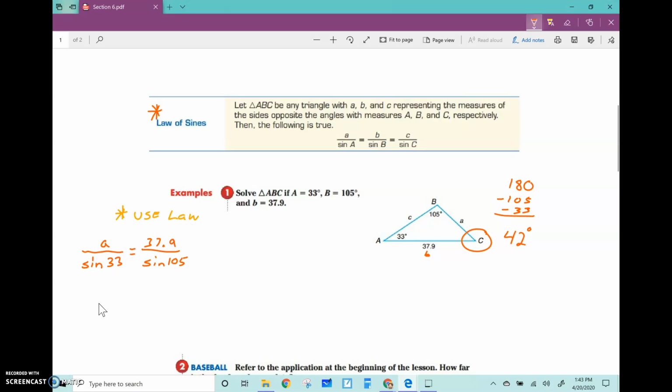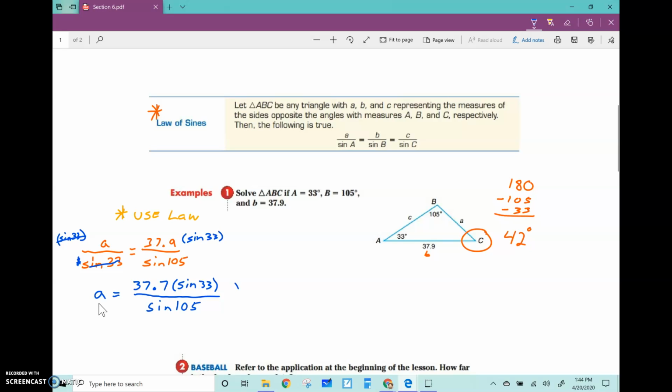Okay. Now, in order to solve this, we just have to multiply both sides by this denominator right here. So I'm going to multiply this side by that denominator, and I'm going to multiply this side by that denominator. And we're just doing that in order to cancel these out. So I now have a new equation of A equals 37.9 times the sine of 33 over the sine of 105.